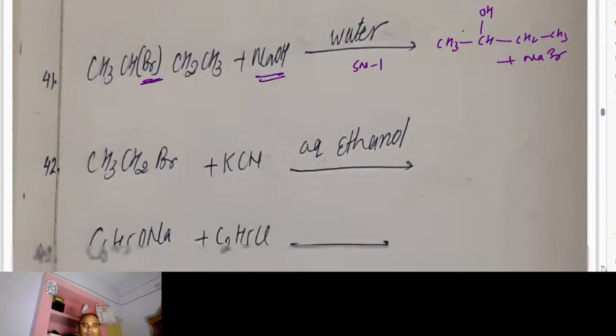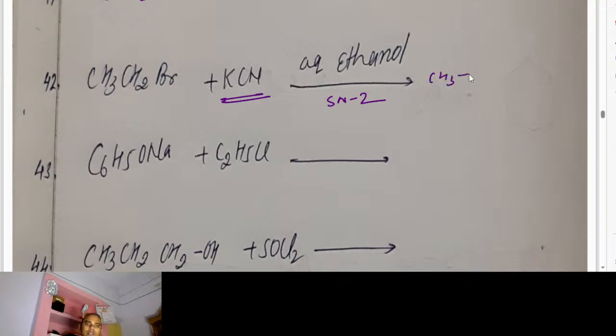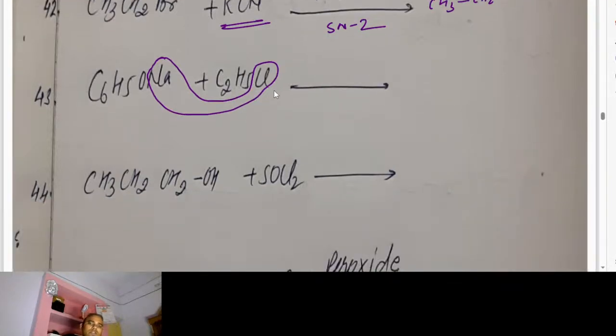Next one, again ethanol, KCN is there, student. So it is going to be an SN2 reaction, student, SN2. So here is CH3CH2CN, plus KBr, okay. Next one, this is called the Williamson reaction, student. Not actually, the sodium ethoxide is there, so this is not a Williamson reaction, this is also a kind of SN2 reaction, student.